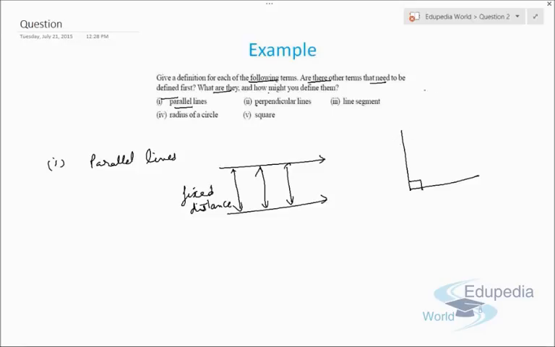And we have studied in a postulate that each and every 90-degree angle, whether like this, or if we make a 90-degree angle like this, they are equal. So that defines the perpendicular lines.